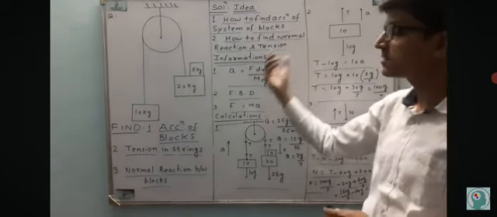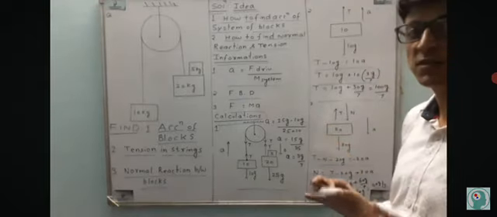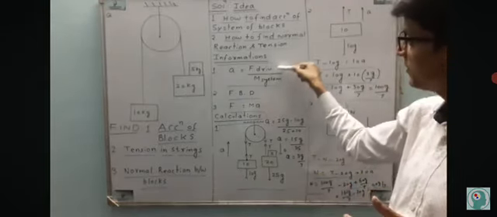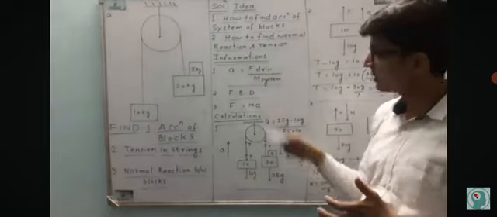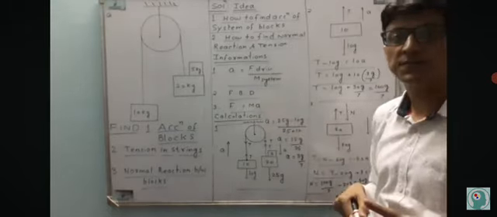Let's look for certain information. The first information which we need to use is a equals F driving upon mass of system. The second is the free body diagram, and the third is F equals ma. Let's work on the calculations.